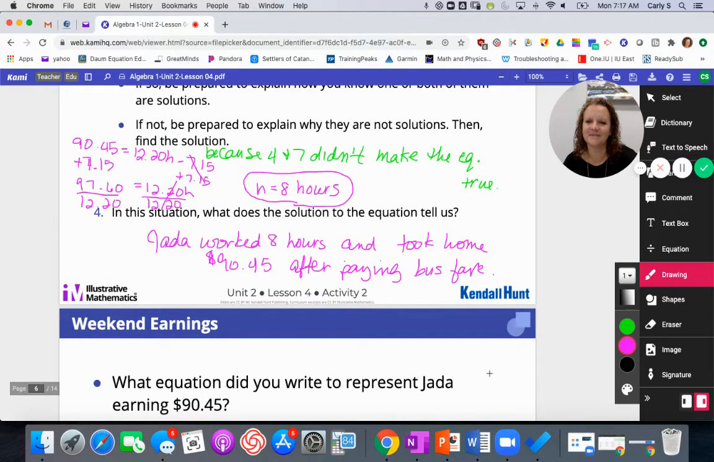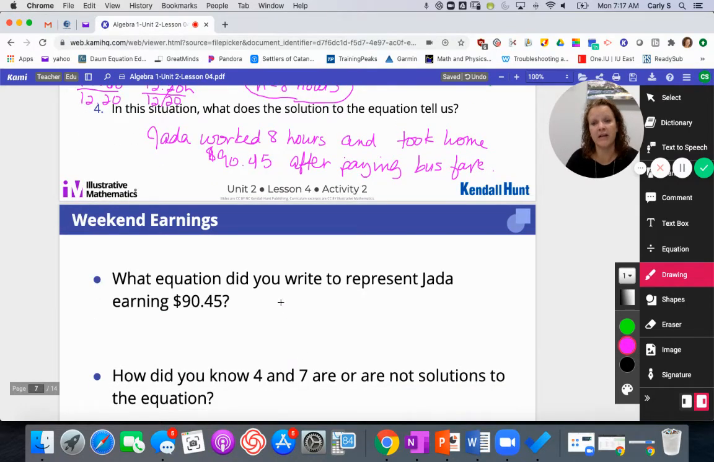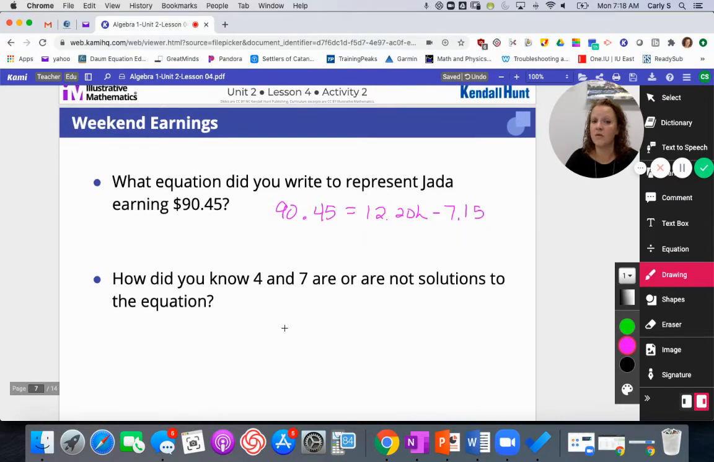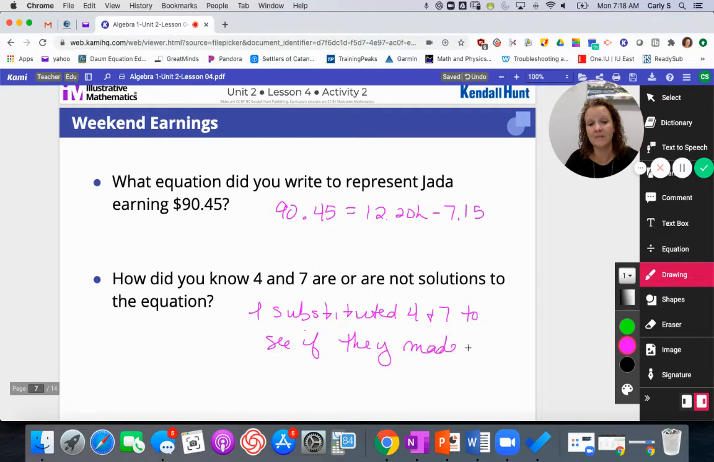Okay, cool. What equation did you write to represent Jada earning $90.45? We did earnings equals hourly wage times the amount of hours worked minus bus fare. How did you know 4 and 7 are not solutions? I substituted 4 and 7 to see if they made the equation true, and they did not.